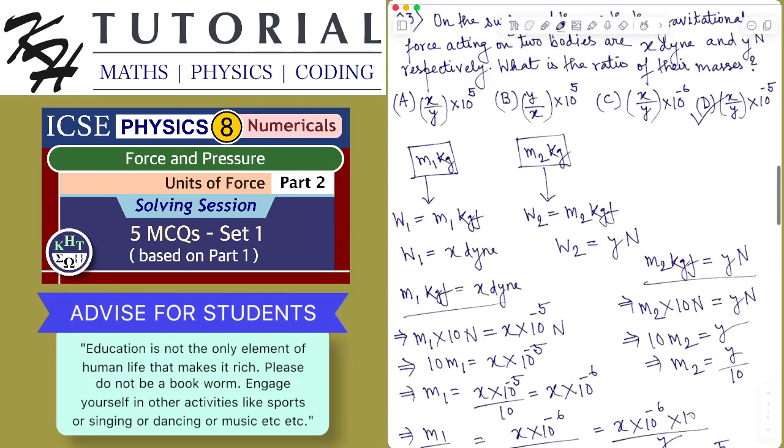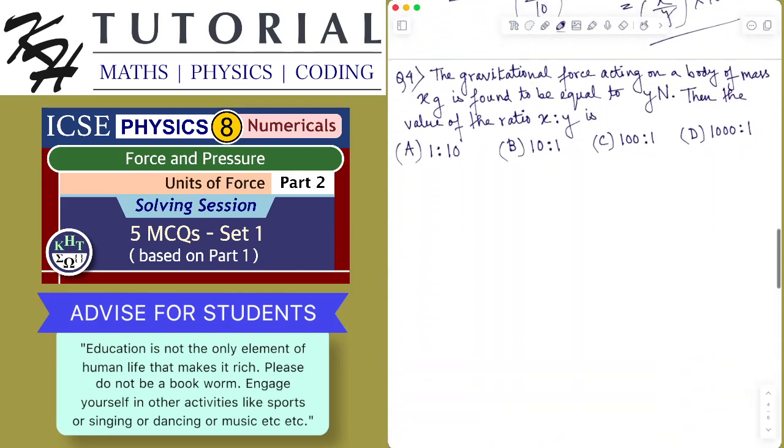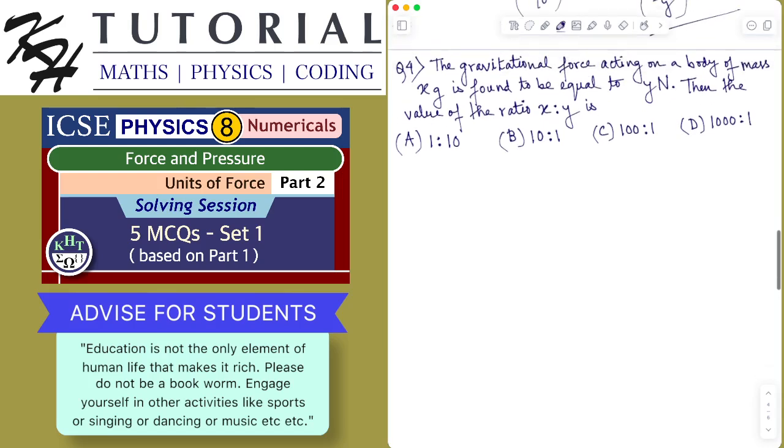Let's see the next problem. Question number 4. The gravitational force acting on a body of mass x gram is found to be equal to y Newton. Then the value of the ratio x is to y is. So we have a body of x gram. Its weight, gravitational force means the weight. The weight will be equal to x gf. Since the mass of the body is given in x gram, its gravitational force will be x gf.